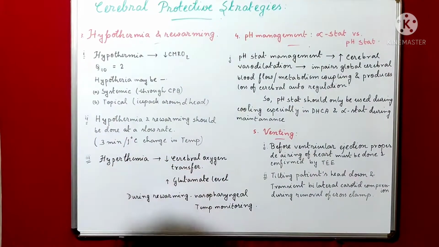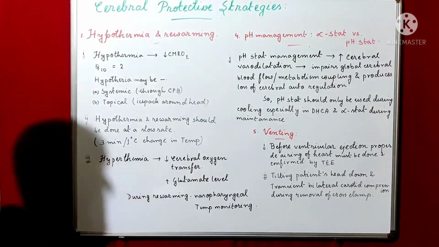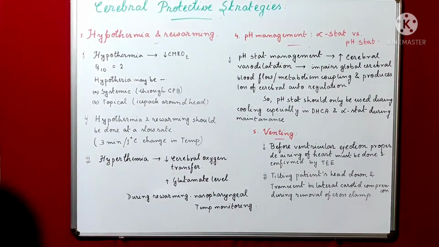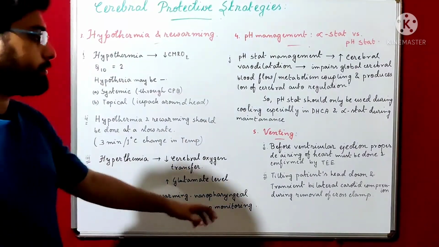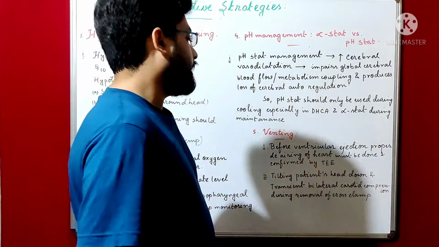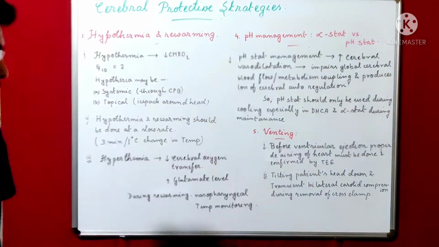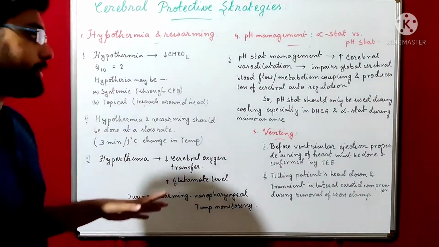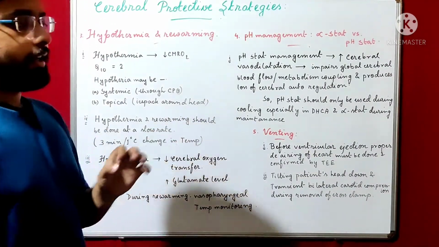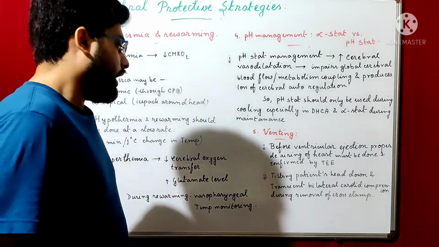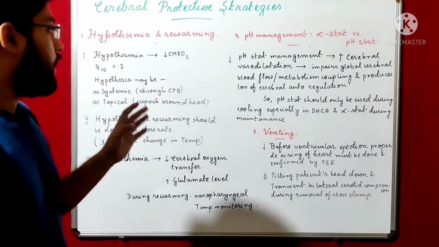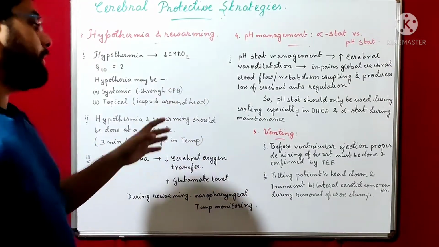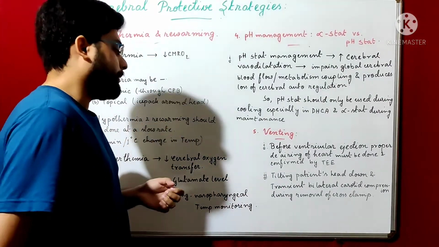Next is venting. You all know what venting is. Before ventricular ejection starts, proper de-airing of the heart must be done, and that must be confirmed by transesophageal echocardiography to confirm that there is no residual air emboli inside the heart. Otherwise, that will go to the brain and cause cerebral embolization and cerebral damage.